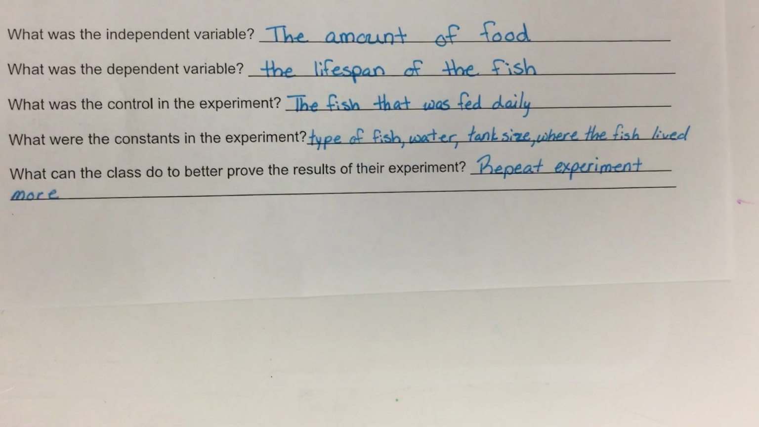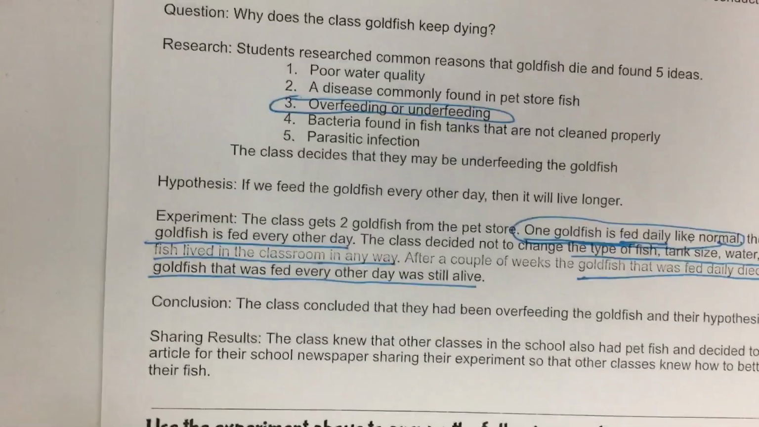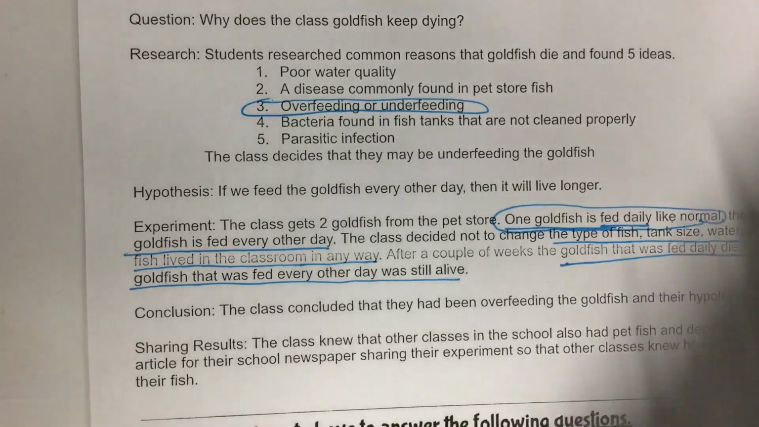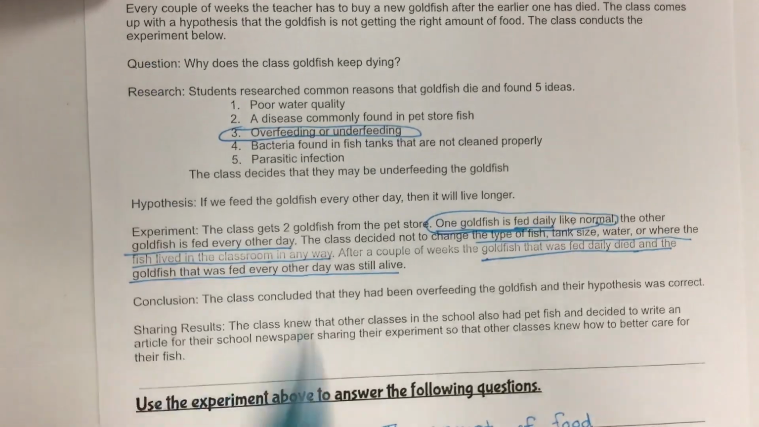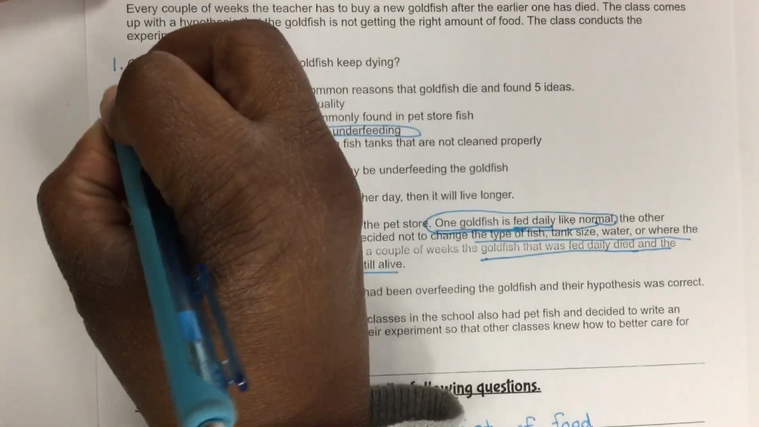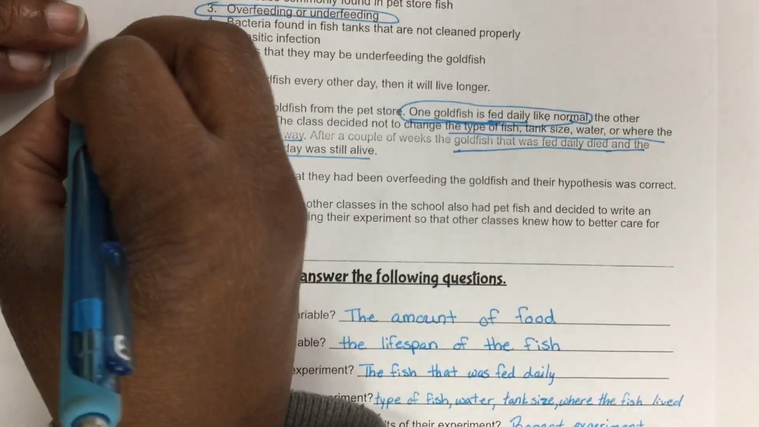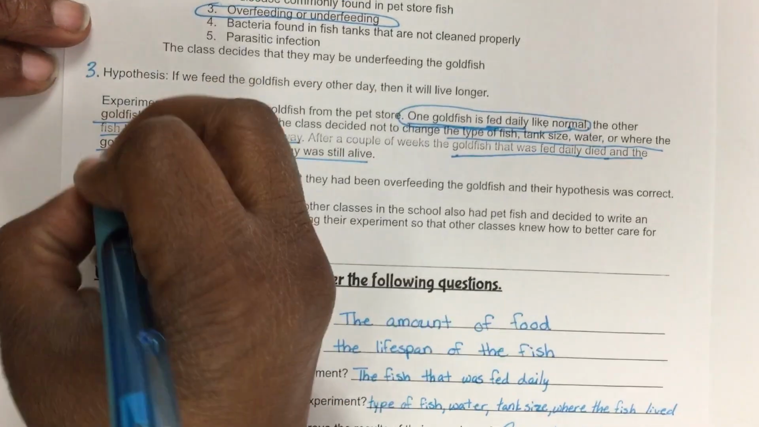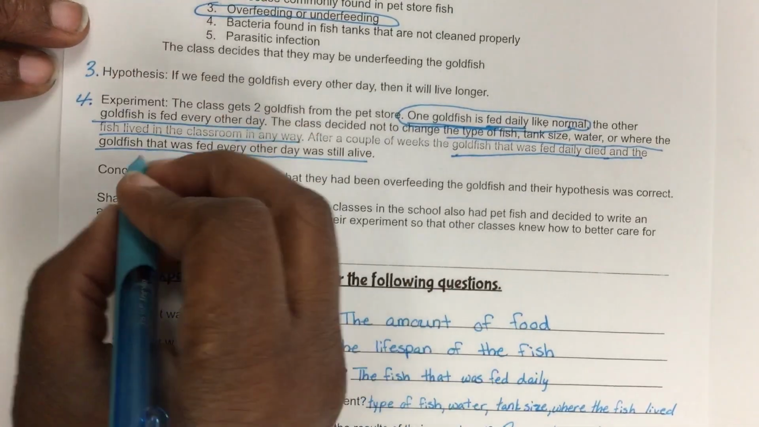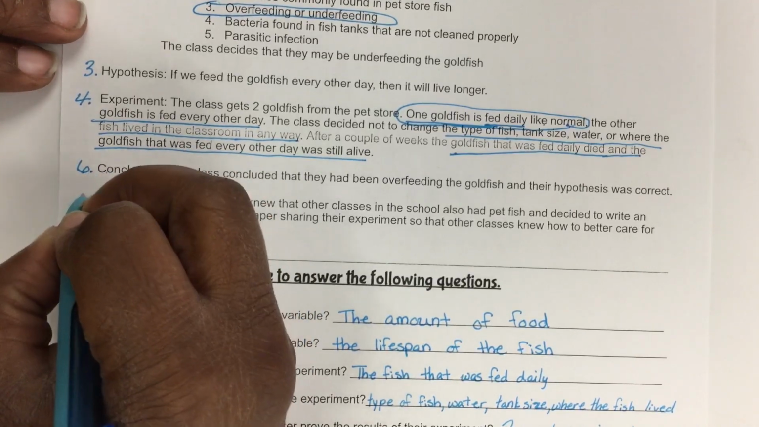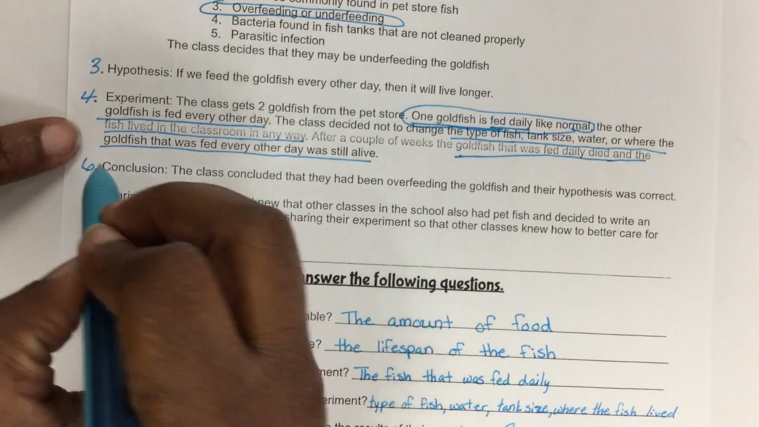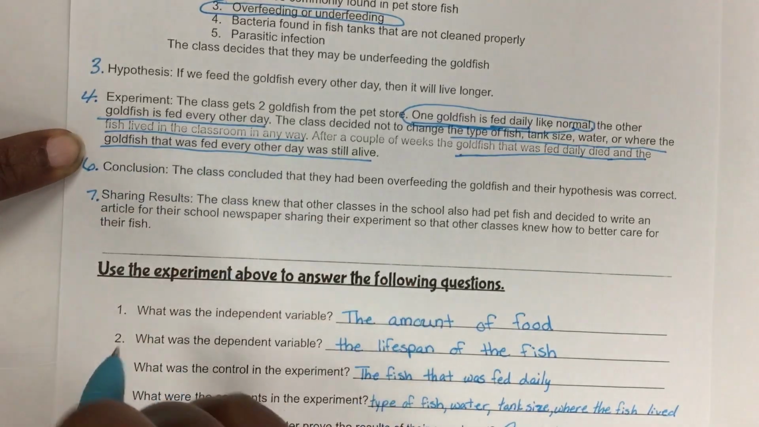I also just want to point out that you'll notice that there are only 6 steps here. We have our question, research, the hypothesis, the experiment, the conclusion, and sharing. These would normally be 6 and 7. I did skip analyzing data for lack of space.